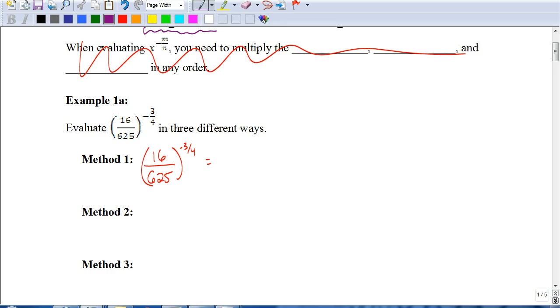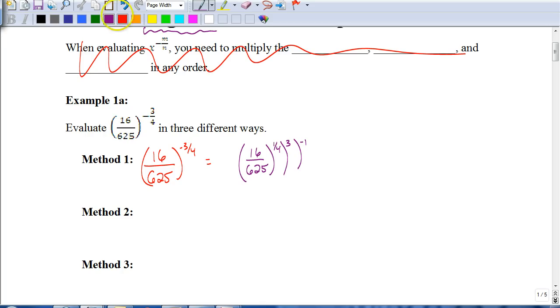But one of the methods is this way, where we're going to build off of what we did yesterday. Remember yesterday we took the root and then we applied the power? Well, we're going to do it in that same order. So I'm going to take this 16 over 625 to the negative 3/4 power, and I'm going to do the same thing. I'm going to start by applying the root, which in this case would be the 4th root. And then I'm going to apply the power, which would be the 3rd power. But then I'm going to tack onto that the negative, so I write this as a -1.